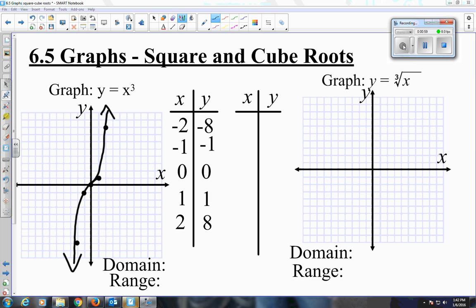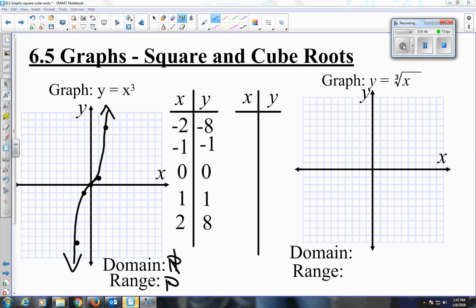What would be the domain of that function? Domain is x values. Are there any x values that would not work? Any real numbers that I couldn't take to the third power and get a y value? They all work, don't they? So my domain would be all real numbers. There's nothing that doesn't work. Now the range is the y values. If I choose my x carefully, is there any y value that I wouldn't be able to get? No. So the range is also all real numbers.